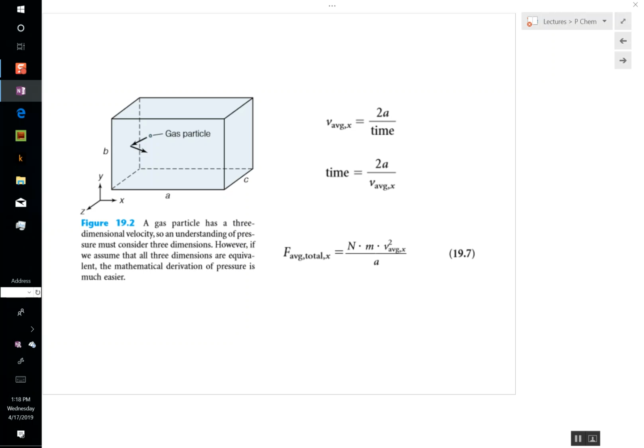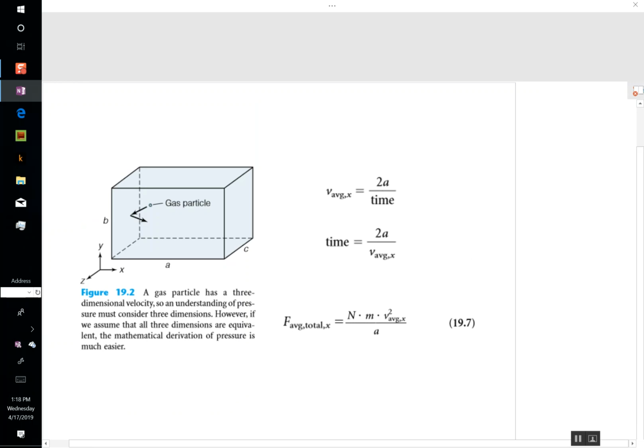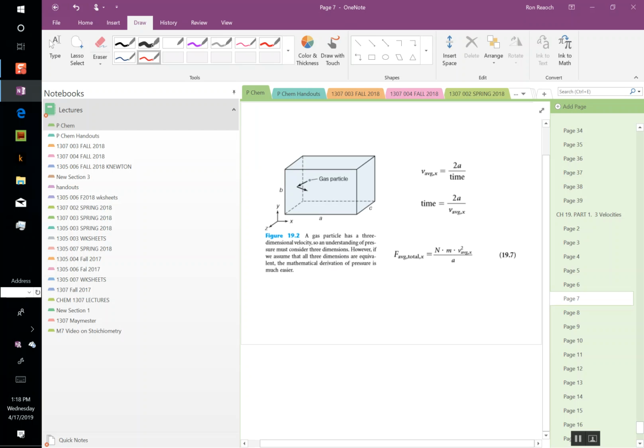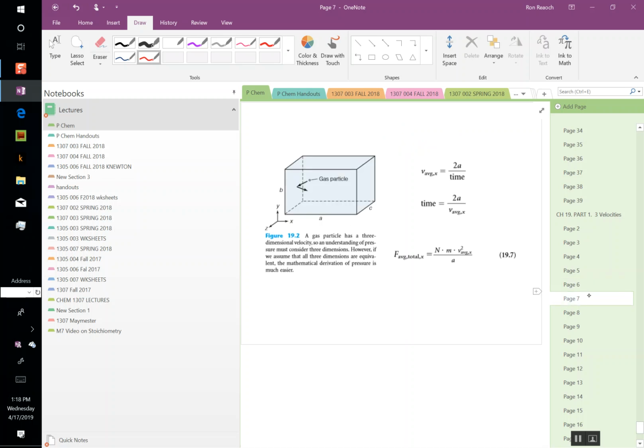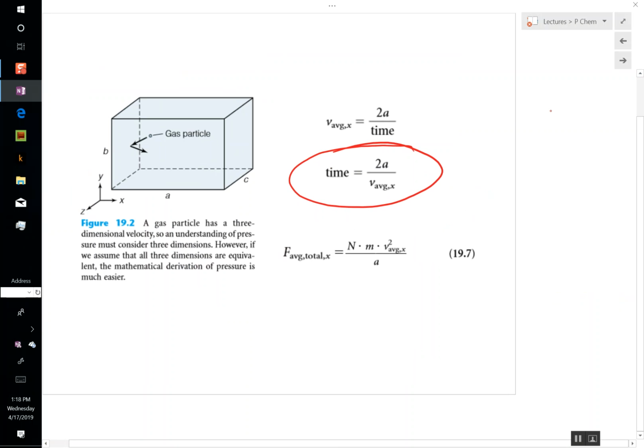a. Let me see. Is there any way I can look at both of those slides at the same time?